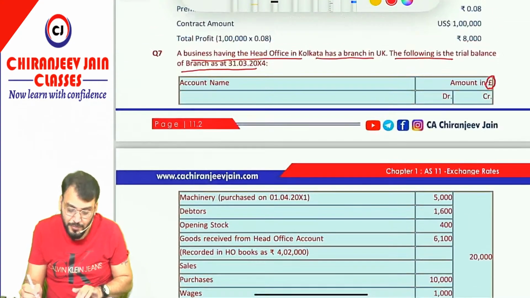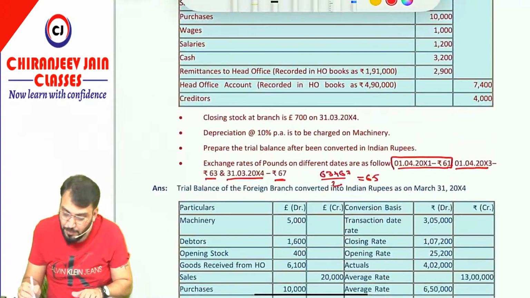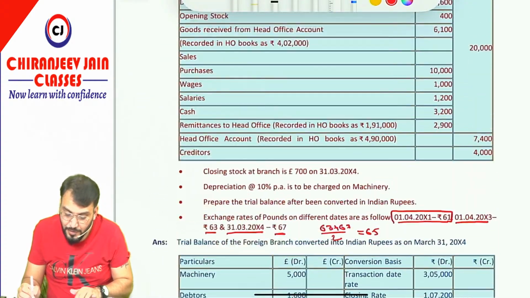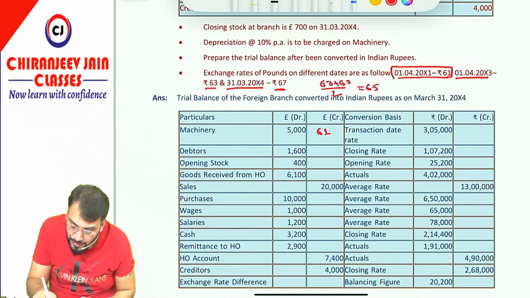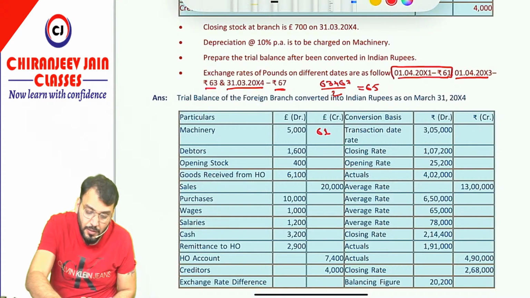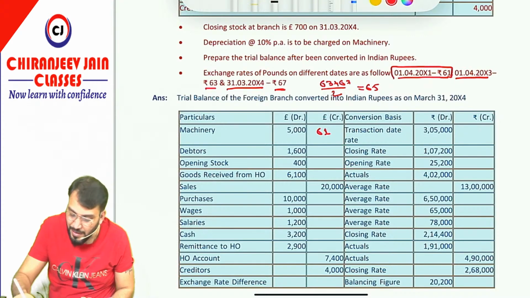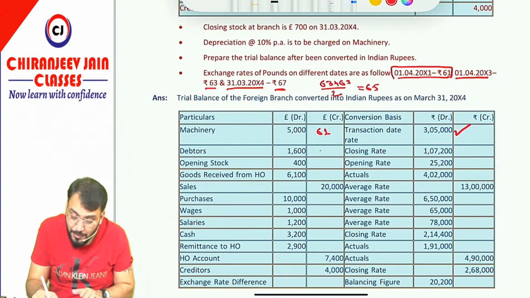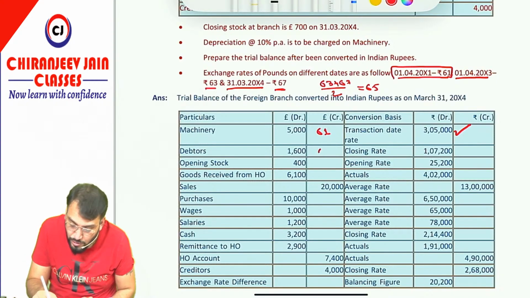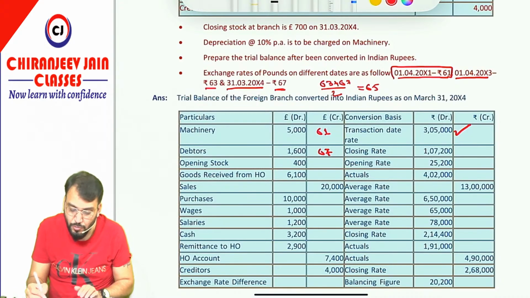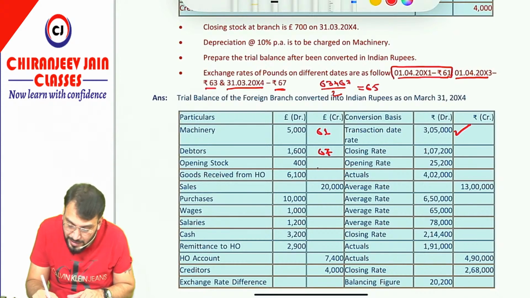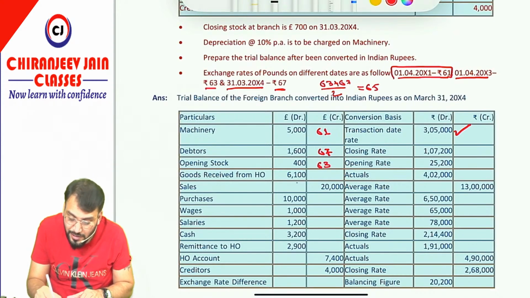So for machinery, because it was purchased on 1/4/2001, we will multiply by 61. See, 5000 into 61. How much is it coming? 3,05,000. Debtor, because it is a monetary item, will use closing rate, 67. Check: 1600 into 67. It will be 1,07,200. Opening will take opening rate, that is 63. Goods received from head office.